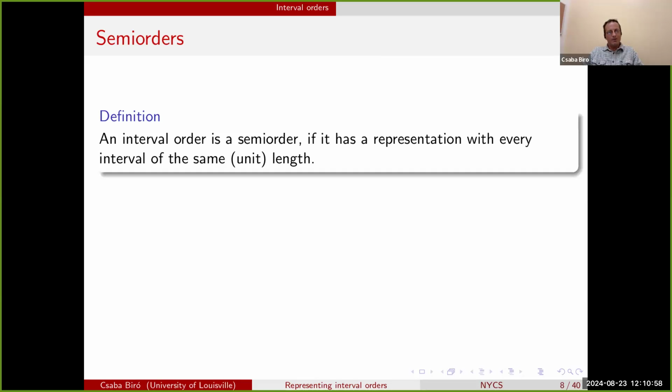Okay, so what is a semi-order? An interval order is a semi-order if it has a representation with every interval of the same length. And we can take that length to be 1, because it doesn't really matter.